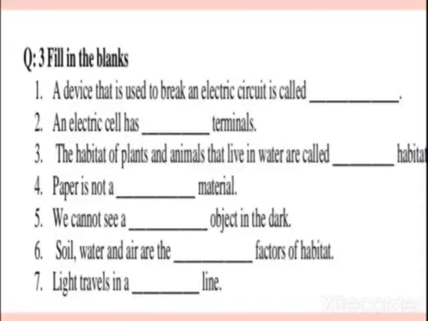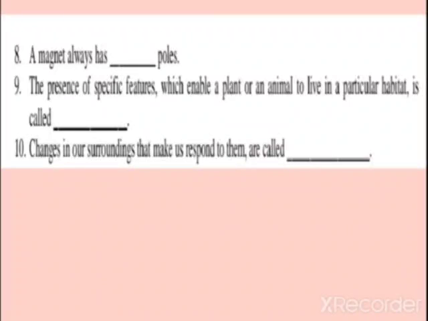Light travels in a dash line. Now light travels in a straight line. That is a very important sentence, as I told you. Now question number 8, a magnet always has dash poles. Again I told you about magnet. Magnet has two poles, south pole and north pole. So magnet always has two poles. Number 9, the presence of specific features which enable a plant or animal to live in a particular habitat is called adaptation. Your answer is adaptation.